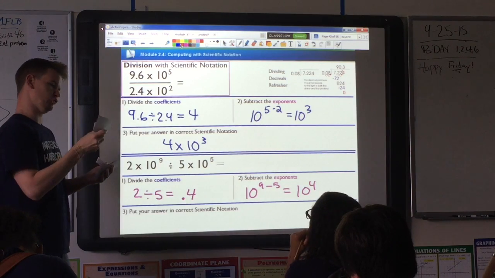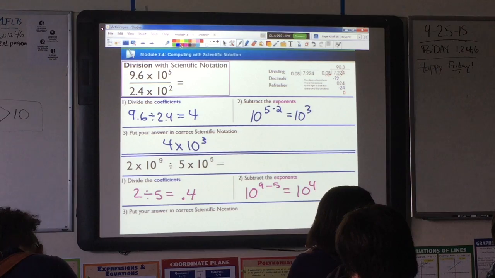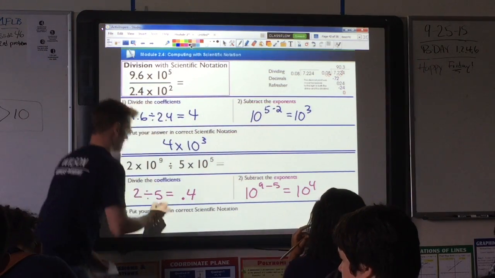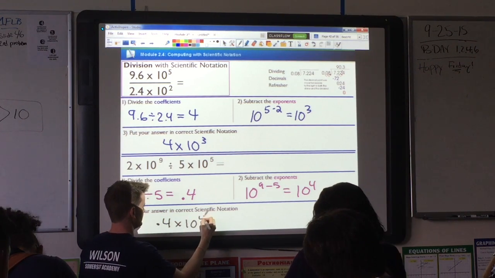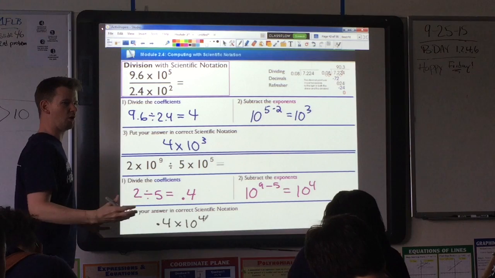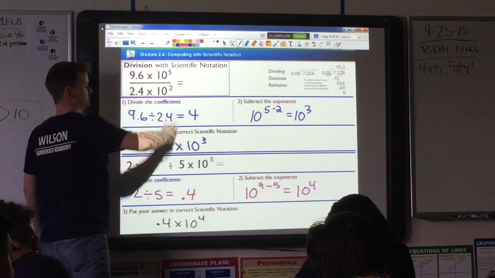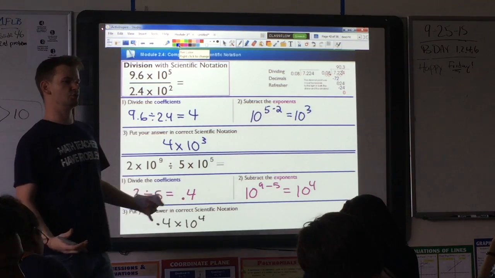Let's go to Miguel Mota. We're going to write out what she gave us. Rachel gave us 0.4 times 10 to the 4th. Am I going to walk away and leave that answer there? No, I can't, because it's not good scientific notation. My coefficient is less than 1. Can't do that.